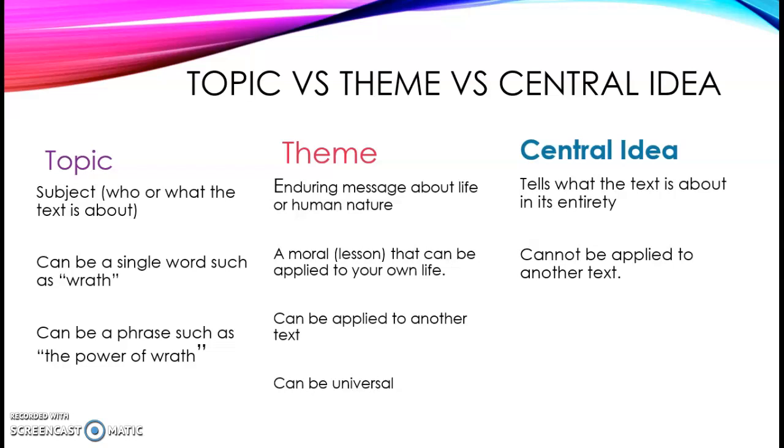Central idea. Central idea is telling what the text is about in its entirety. What is Romeo and Juliet about? Not the lesson. What is it about in its entirety? And it cannot be applied to any other text because it is uniquely connected to this particular text.